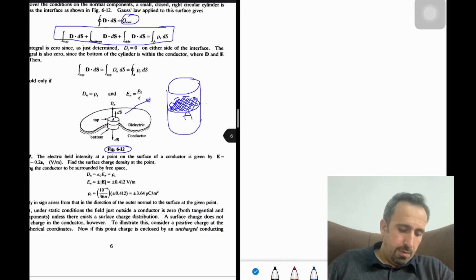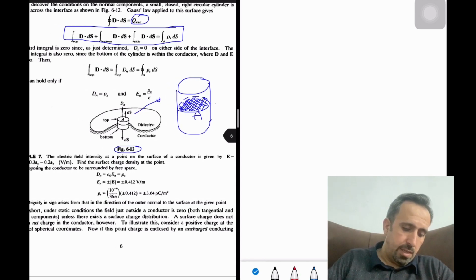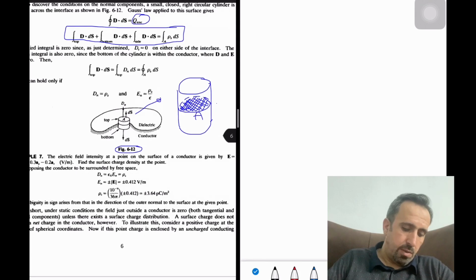And if you think about the bottom, for example, bottom will be gone. Why? Because bottom is inside the conductor, and inside the conductor, previously we were talking about it, you will not have any existence for the field inside the conductor, so the bottom will be gone. Bottom will be equal to 0. If you want to think about side also, side will be equal to 0.